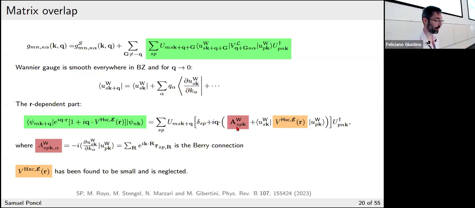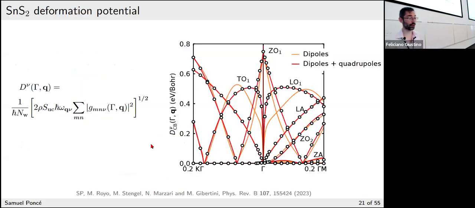The reason those are important is because this Berry connection term A is at the same order as the quadrupolar contribution. So if you only include dipole, you don't need this term at that order. But if you go to second order, so if you want to go to quadrupolar order, this is at the same order and therefore should be included. The same goes for this term, but it has been shown numerically to be quite small. So here we're going to neglect it, and we're only going to compute the Berry connection, the quadrupole, and the dipole part. So are those important?